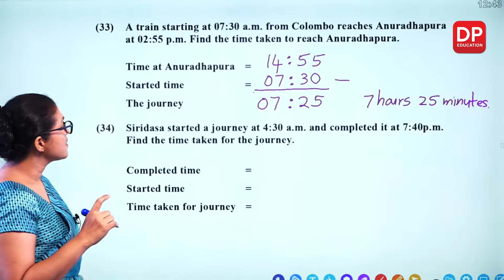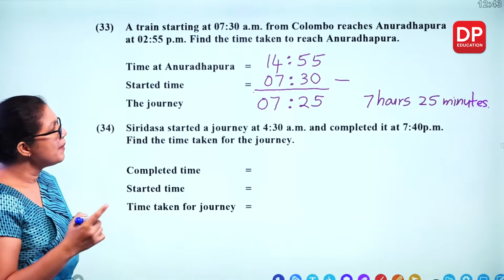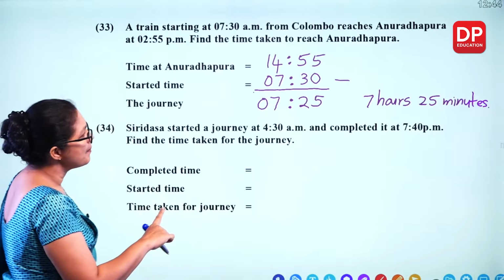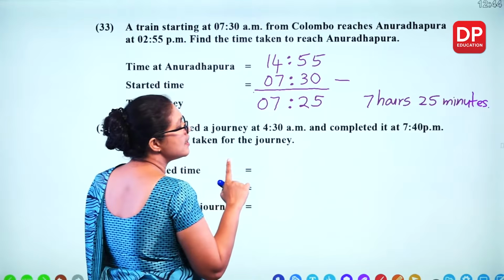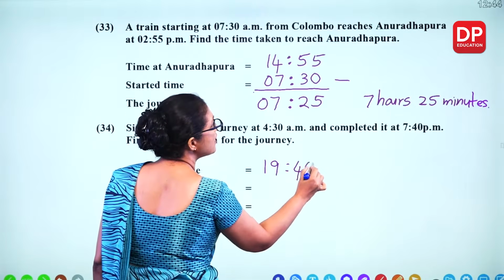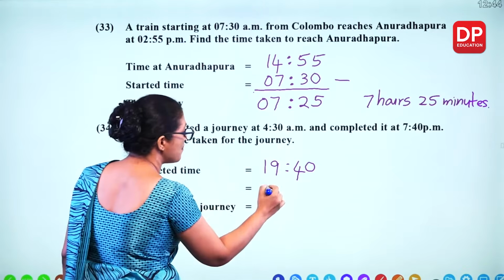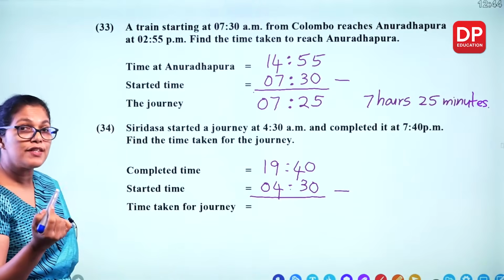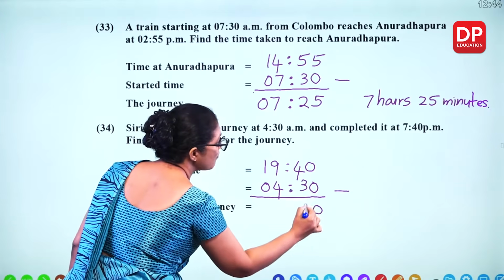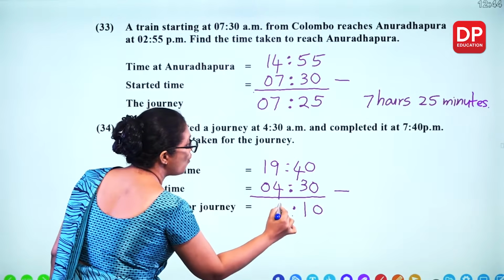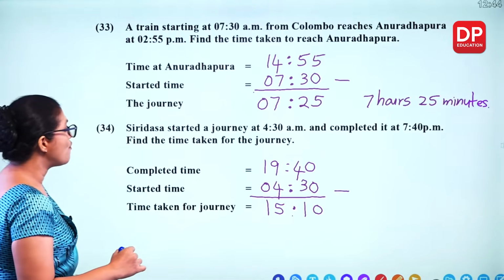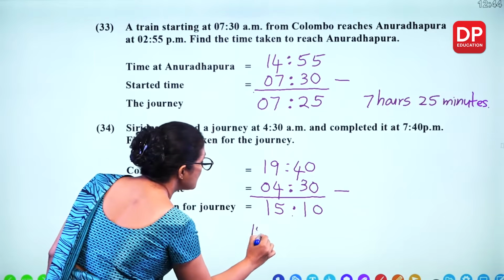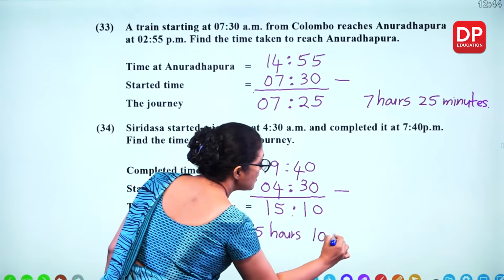Next question. Siridasa started a journey at 4:30 a.m. and completed it at 7:40 p.m. Find the time taken for the journey. So, what's the completed time? 7:40 p.m. Add 12 to that, you get 19:40. 19:40 hours. Started time 4:30 a.m. So, you can write 4:30. Now, take the difference. That's the time taken for the journey. Subtract. 1. 9 minus 4, that's 5. So, 15 hours and 10 minutes.